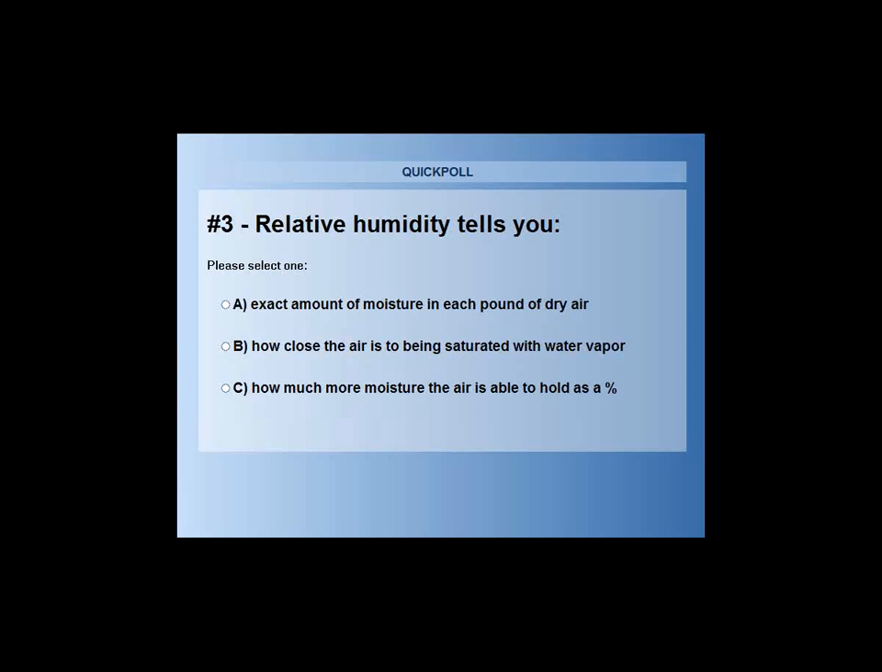Relative humidity tells you A, the exact amount of moisture in the air, B, how close the air is to being saturated, or C, how much moisture the air is able to hold.